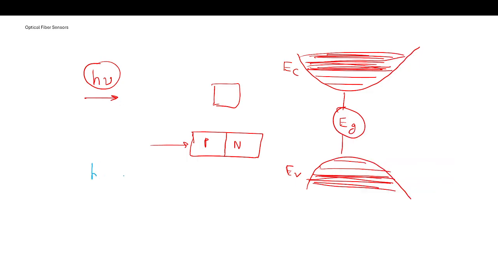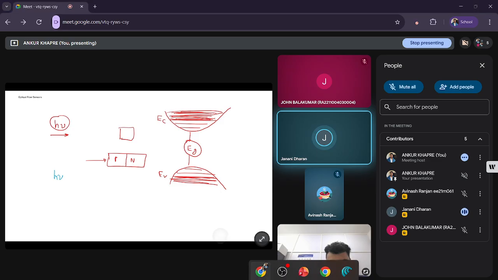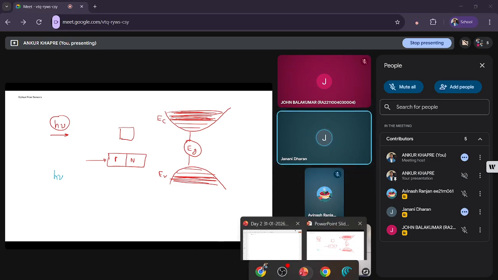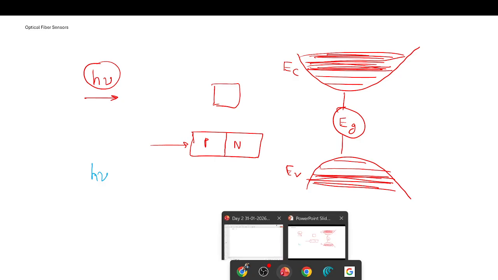So for the photo detection system, are you guys there? Am I live? Yes, sir. Photon energy should match with this energy gap. Yeah, that's correct. So Avinash is texting answers in the common chat.